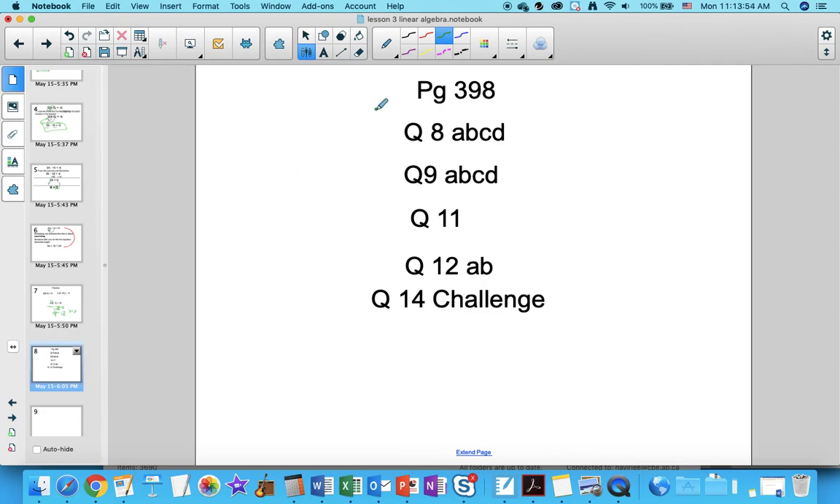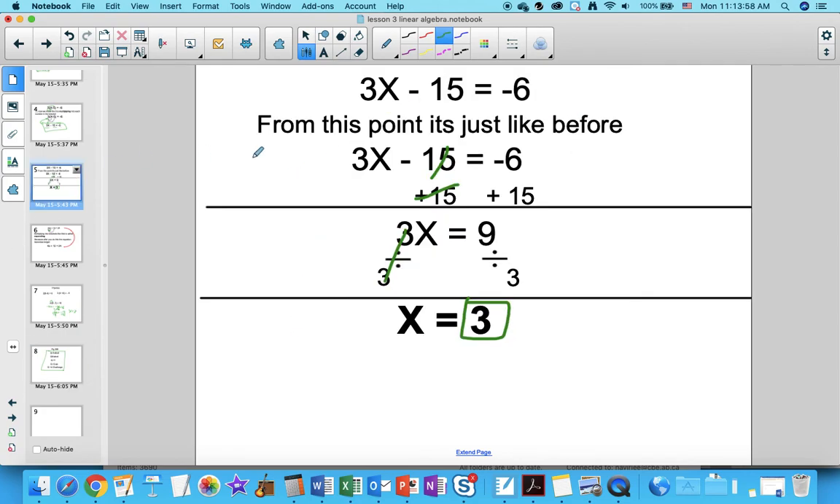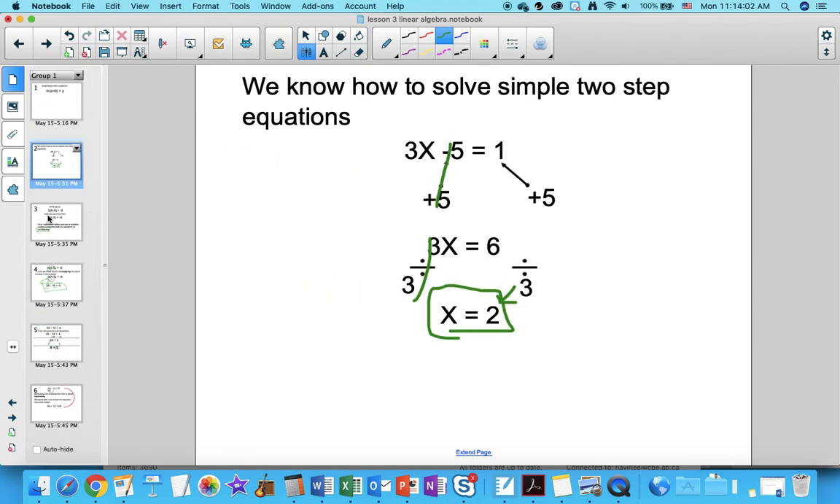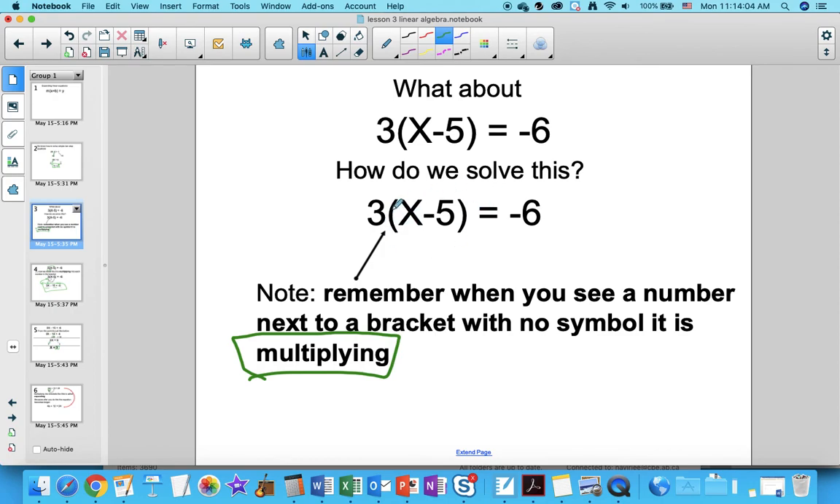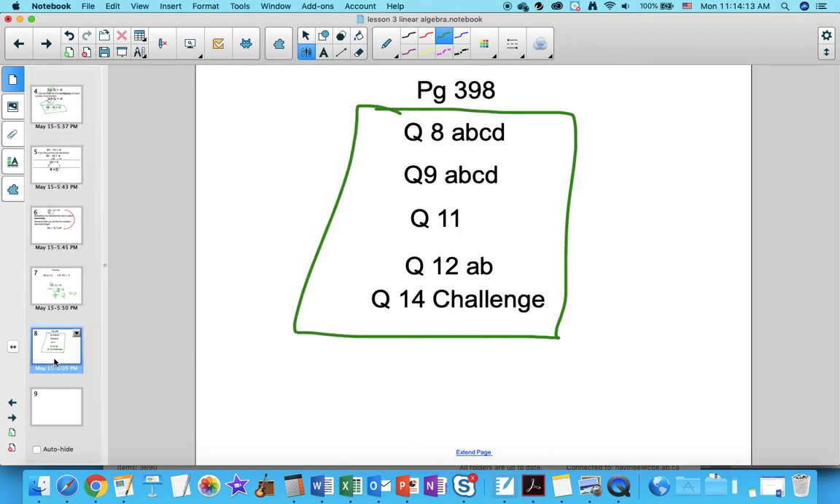So practice these questions. These will help you with those skills. In addition, do them one step at a time, right? If you are expanding, don't just do everything at once. Expand, write the equation, then solve. Okay, if you need to write it again, please do. It'll help you not make mistakes.